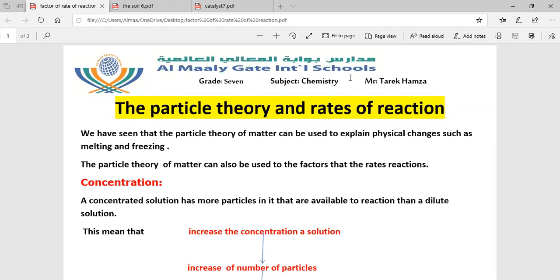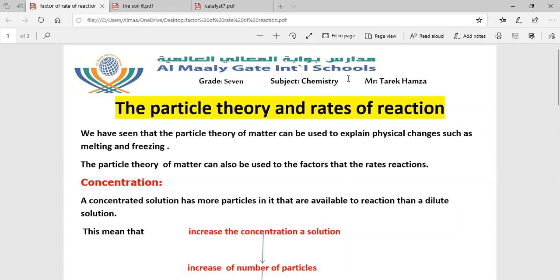Today we are going to make a relationship between the particle theory and the rate of reaction. We have today a simple lesson. We have seen that the particle theory of matter can be used to explain physical changes such as melting and freezing. The particle theory of matter can also be used to explain the factors that affect the rate of reaction.